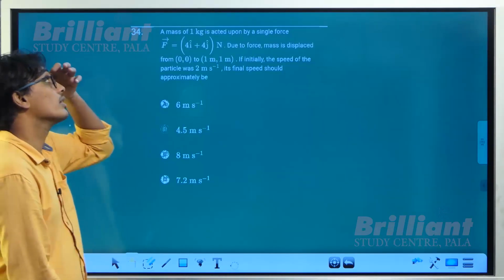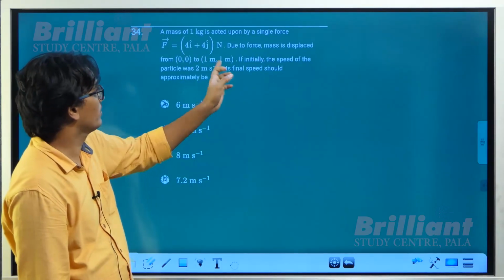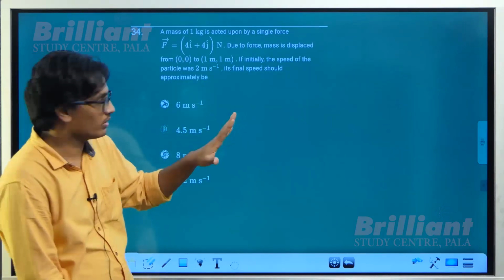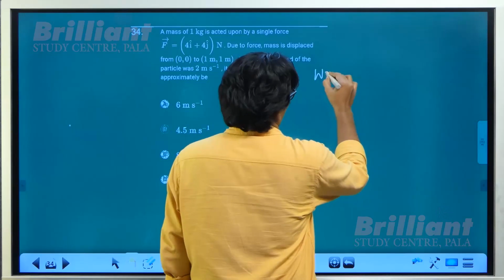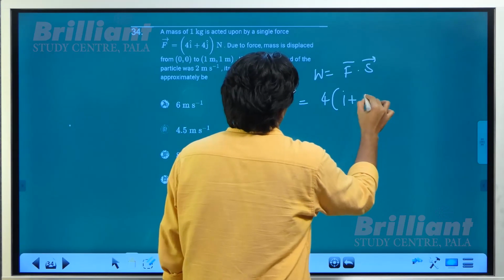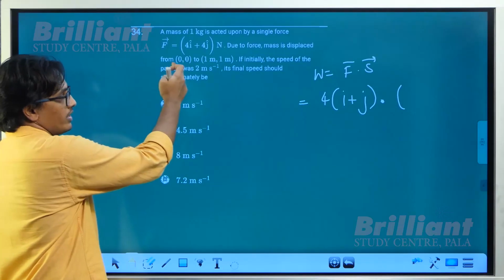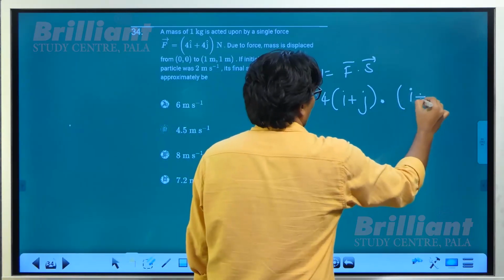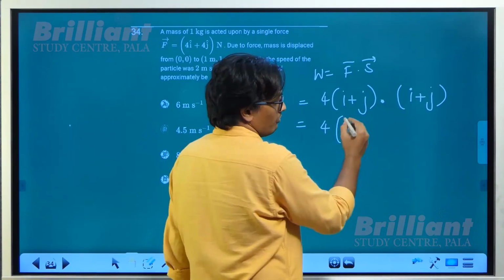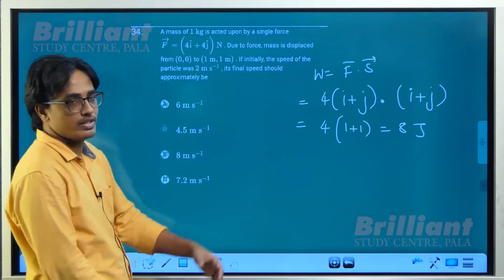A mass of 1 kg is acted upon by a single force. Due to the force, the mass is displaced from here to here. If initially the speed is 2, what is the final speed? Force is constant. So you can write work done as F bar dot S bar. F bar is 4 into (i plus j) dot S, which is final position minus initial position. So i cap plus j cap. It's 4 into (1 plus 1). So you'll get it as 8 joules. So work done is 8 joules.